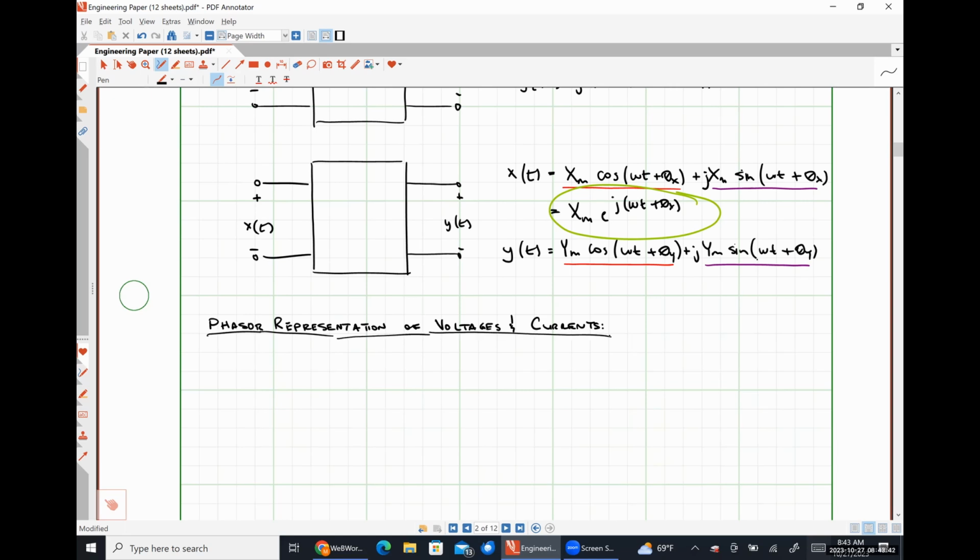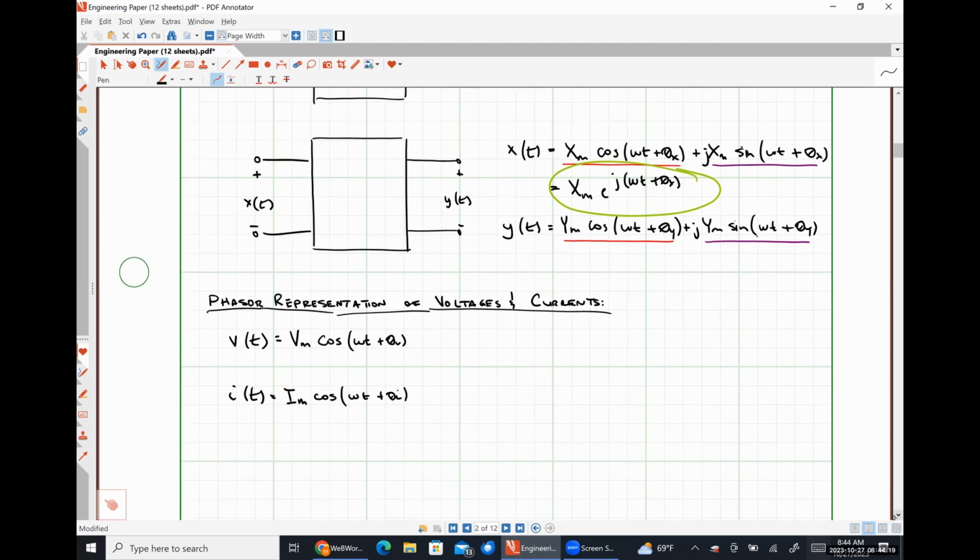So let's say that we have a voltage signal V of t and a current signal I of t. Our voltage time domain representation would just be of the form Vm cosine omega t plus some phase angle theta v. And our current waveform would be of the form Im cosine omega t plus theta I.